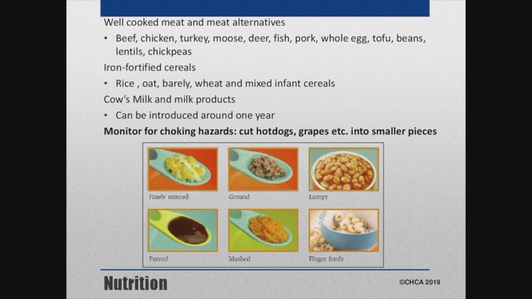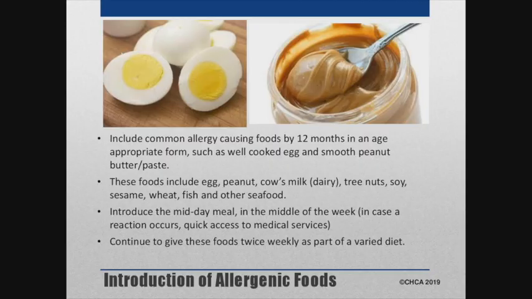We want to, of course, monitor for those choking hazardous foods like cut hot dogs, grapes, even marshmallows, which can be lodged into the esophagus and very difficult to clear. So introducing allergenic foods, we want to include common allergy-causing foods by 12 months of age, such as well-cooked eggs, smooth peanut butter paste. These foods include cow's milk or eggs, peanuts, tree nuts, soy, wheat, fish, and other seafood.